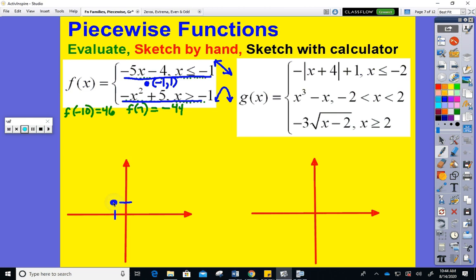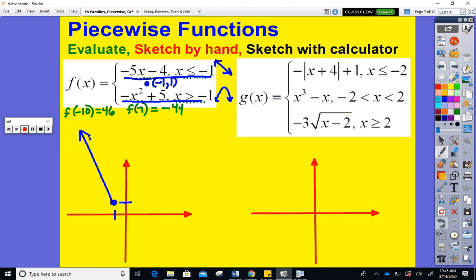Now, I can be more specific on my graph, but I'm not asking you to get too much precision. I know that that piece is the leftmost piece, and I already said it's a line with a negative slope. So if I wanted to do a good job, I would go up 5, left 1. But I don't want you to get too hung up. I just want you to go, oh, that line with a negative slope comes in from the left-hand side. It stops at a closed circle at negative 1, 1.